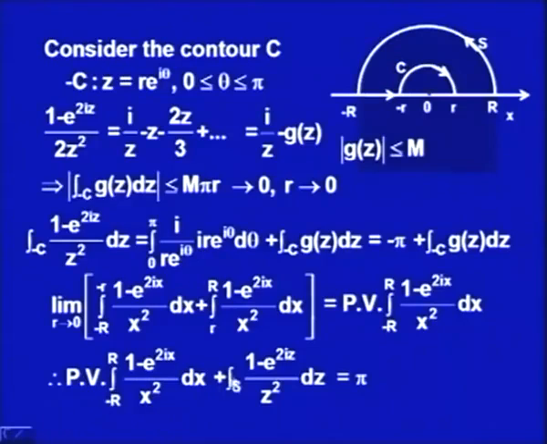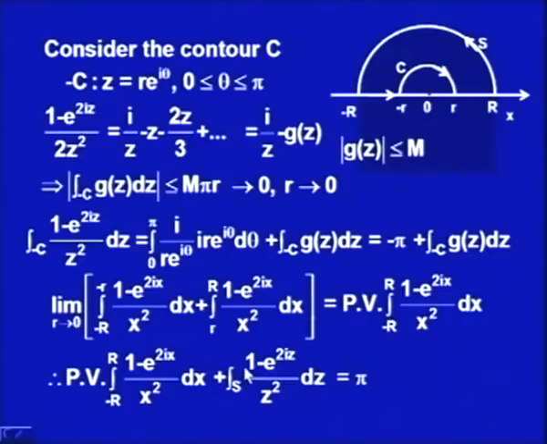Now, the thing remaining is to show that this integral goes to 0 as capital R approaches infinity. We could write this integral as the form of two integrals. One is 1 upon z square, another is e to the power 2iz upon z square, and then we can show the condition.